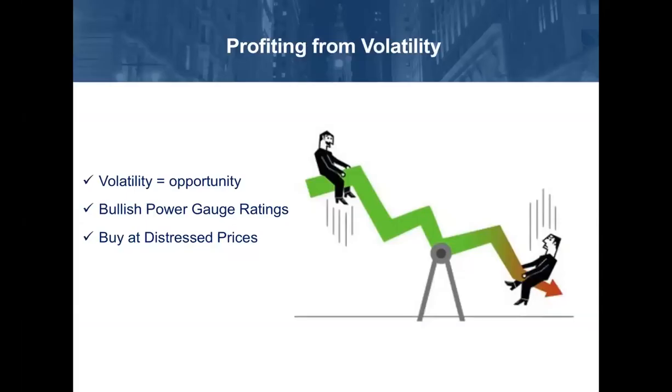Now, the final section of the presentation tonight is profiting from volatility, because volatility equals opportunity. We like to find volatile candidates during earnings season, but the opportunities abound in a waterfall type decline like we've just lived through. We're looking to buy bullish power gauge rated stocks at distressed prices.